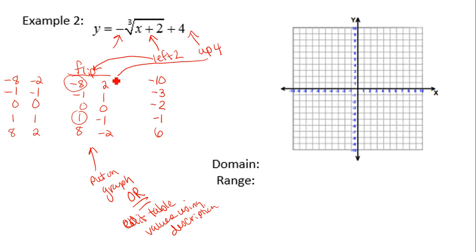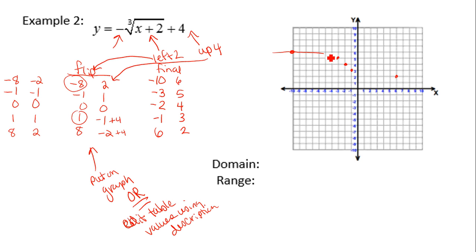Now I can do the up 4 here. So up 4 more makes 6, up 4 more makes 5, up 4 more makes 4, up 4 here makes 3, up 4 here makes 2. So this would be my final answers table if you'd rather graph it that way. So -10, 6; -3, 5, right here; -2, 4, right here; -1, 3, right here; and 6, 2, right here.